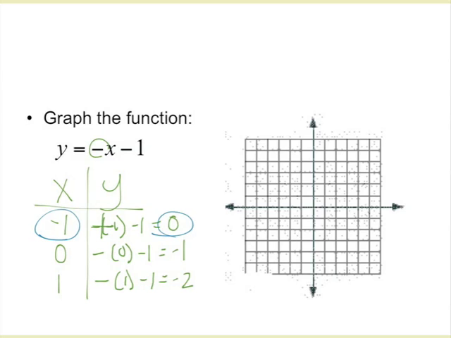Then I'm going to take these x's and y's and plot them as ordered pairs. So -1, 0, 0, -1, and 1, -2. And I connect the dots and put arrows at the end of that line.